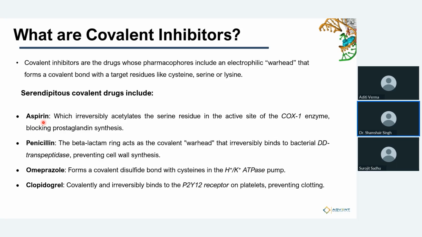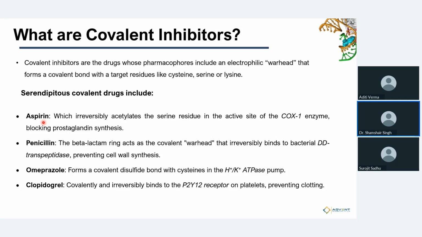As we all know, aspirin is very commonly used to relieve pain, fever, and inflammation, but it also has multiple other usages. At lower doses, it also prevents blood clot formation, making it an important therapy for reducing the risk of heart attack and stroke. So this is regarded as one of the earliest and most successful examples of a covalent drug.